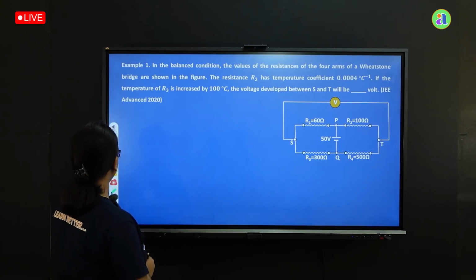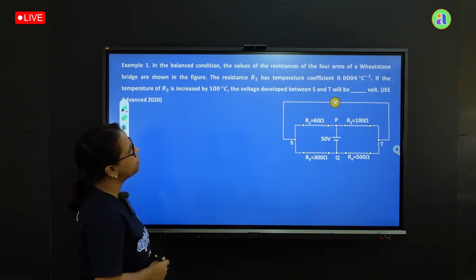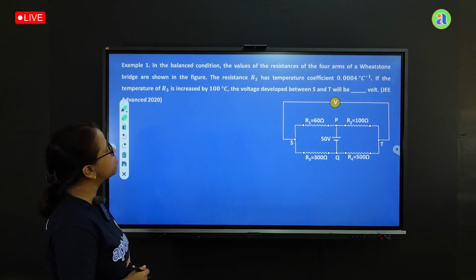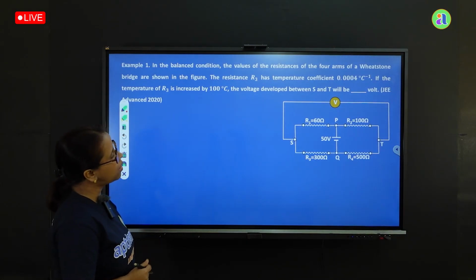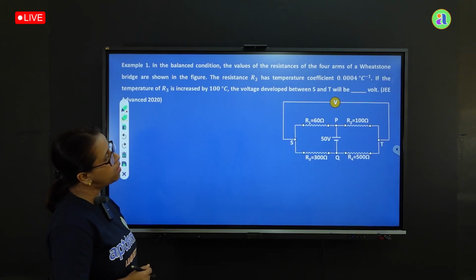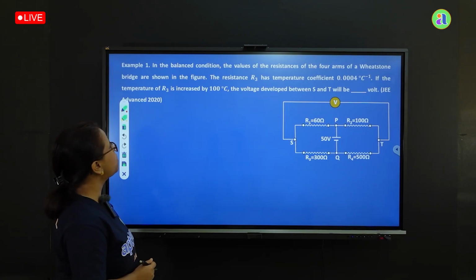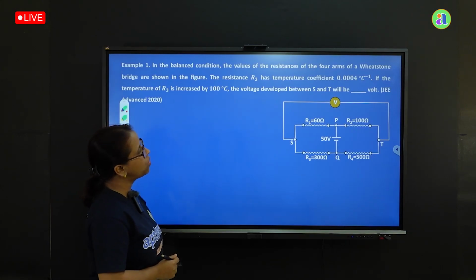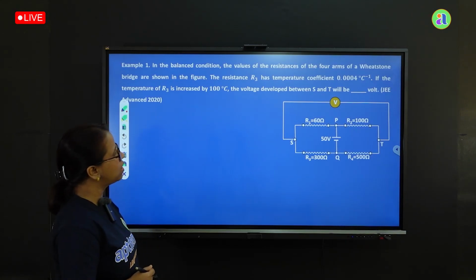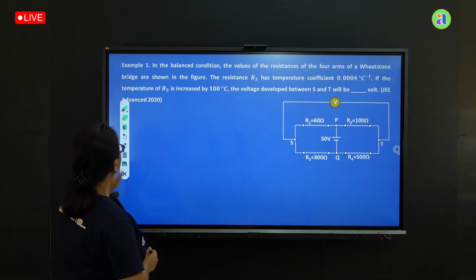In the balanced condition, the values of the resistances of the four arms of a Wheatstone bridge are shown in the figure. The resistance R3 has a temperature coefficient of 0.0004 per degree Celsius. If the temperature of R3 is increased by 100 degrees Celsius, the voltage developed between S and T will be how much? So let's look at this beautiful problem that we have.